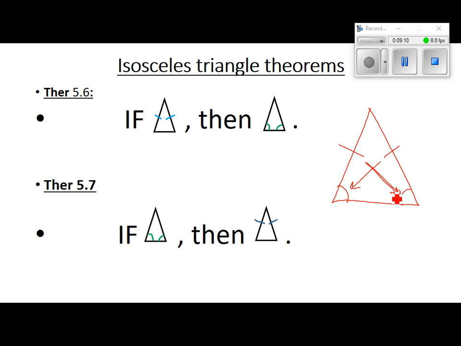And the converse of that, or vice versa, also works. If you know these two angles are congruent, then you know the sides across from them are congruent. So you might want to draw this picture. Always works that way. If two sides of the triangle are congruent, the angles across from them are congruent, and vice versa.